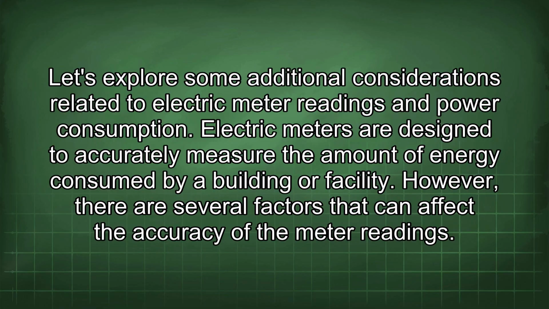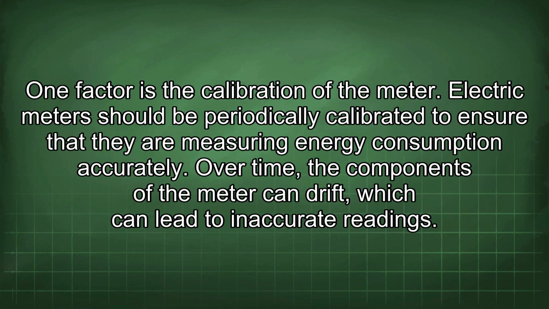Let's explore some additional considerations related to electric meter readings and power consumption. Electric meters are designed to accurately measure the amount of energy consumed by a building or facility. However, there are several factors that can affect the accuracy of the meter readings. One factor is the calibration of the meter. Electric meters should be periodically calibrated to ensure that they are measuring energy consumption accurately. Over time, the components of the meter can drift, which can lead to inaccurate readings.